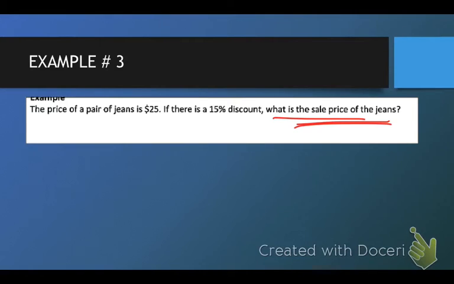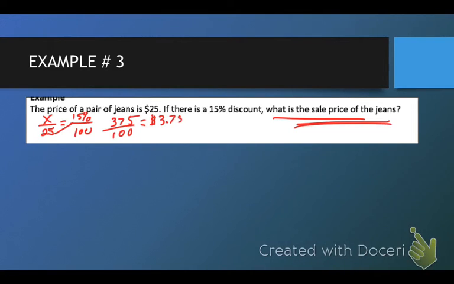So the normal price is $25, so we need to use $25. Let's do that at the top in the white where we can see it. We know that we are going to get 15% off, and that's out of 100. We want to know what the discount is, so we need to put that at the top. We would do 25 times 15, which gives us 375, and we're going to divide that by 100.